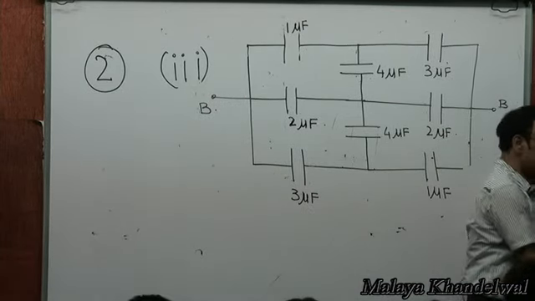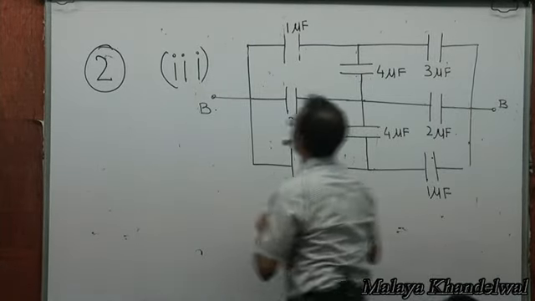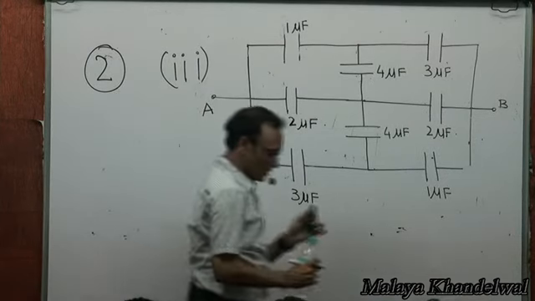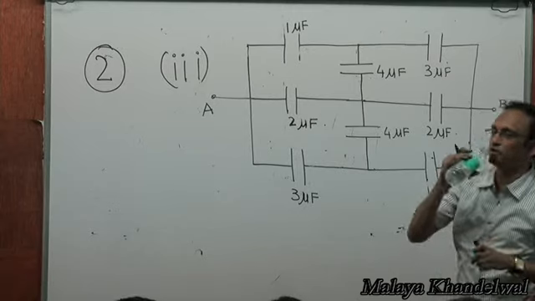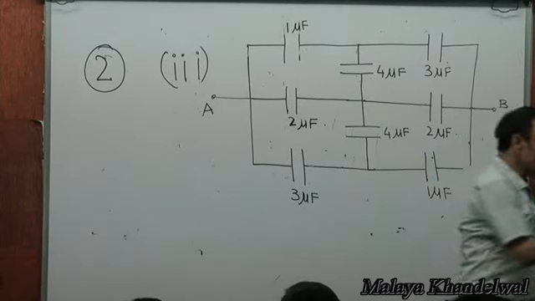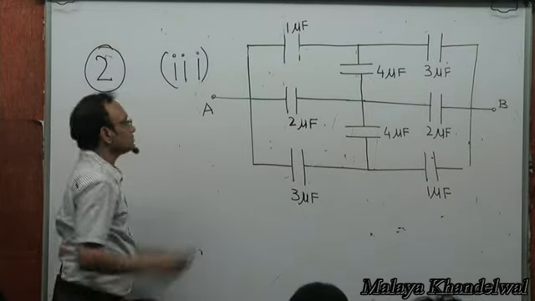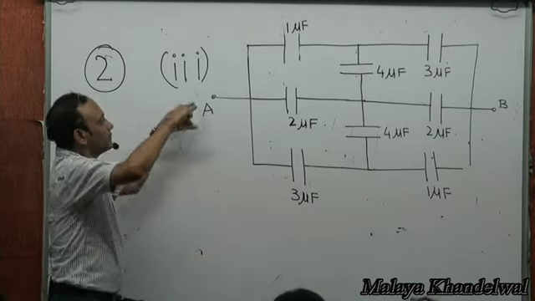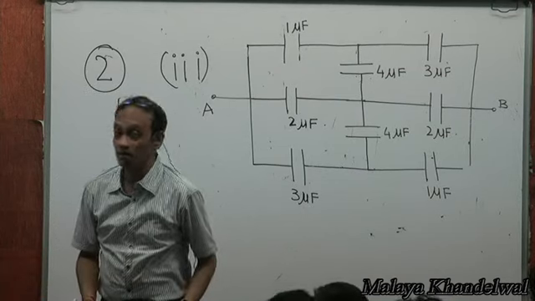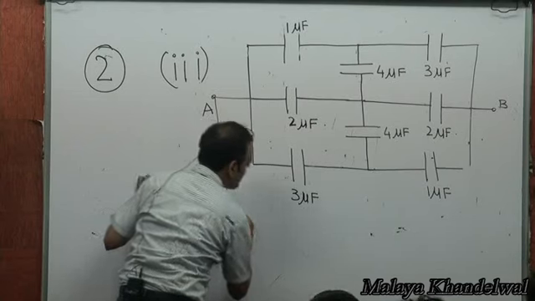Now, look at this circuit. I want to find the equivalent capacitance between A and B of this network. Again, I'm going to imagine a hypothetical battery to be connected between A and B, isn't it?